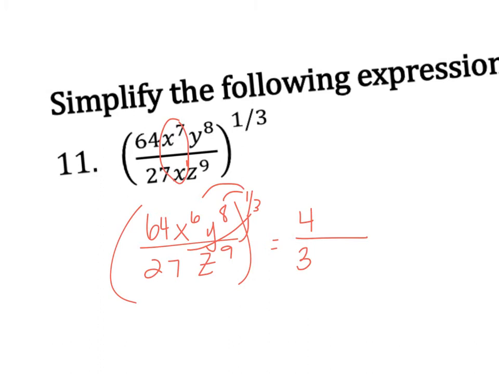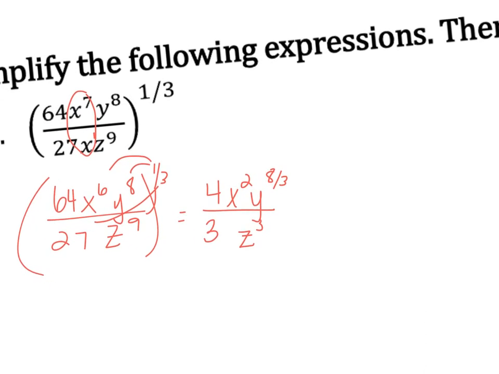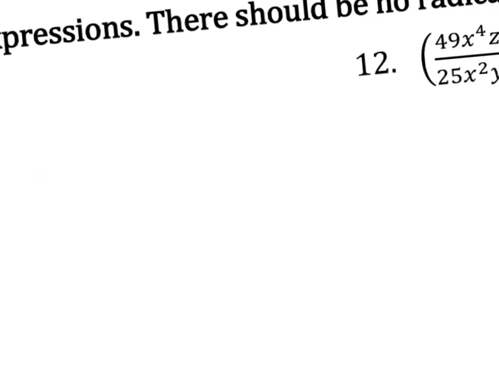And then everything else, I'm just going to multiply my exponents. So x to the 6th to the 1/3 power is like multiplying 6 times 1/3, so 2. My y, I'm going to do 8 times 1/3, so 8 over 3. And z, 9 times 1/3 is 3. And then that's going to be my final answer there. So all my variables are combined, and I don't have any negative exponents.